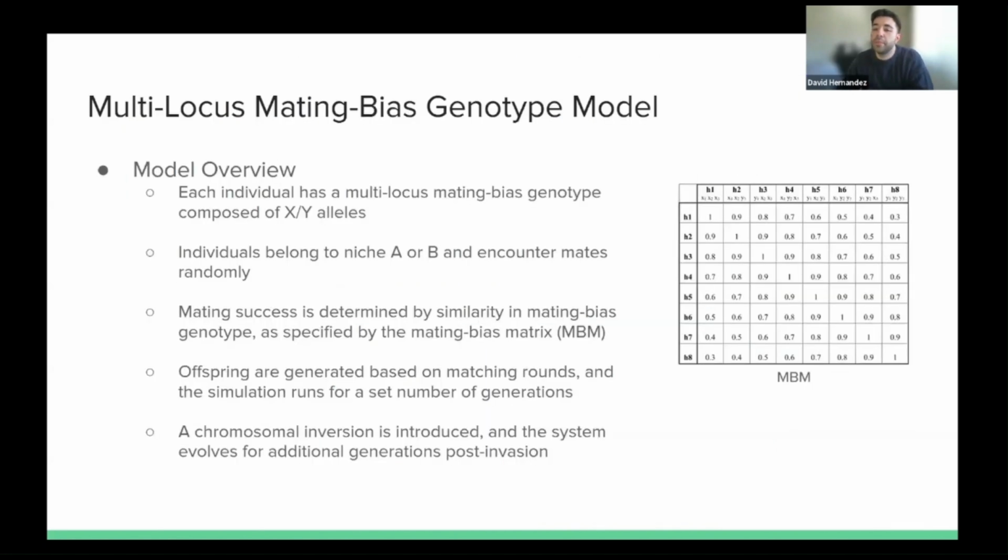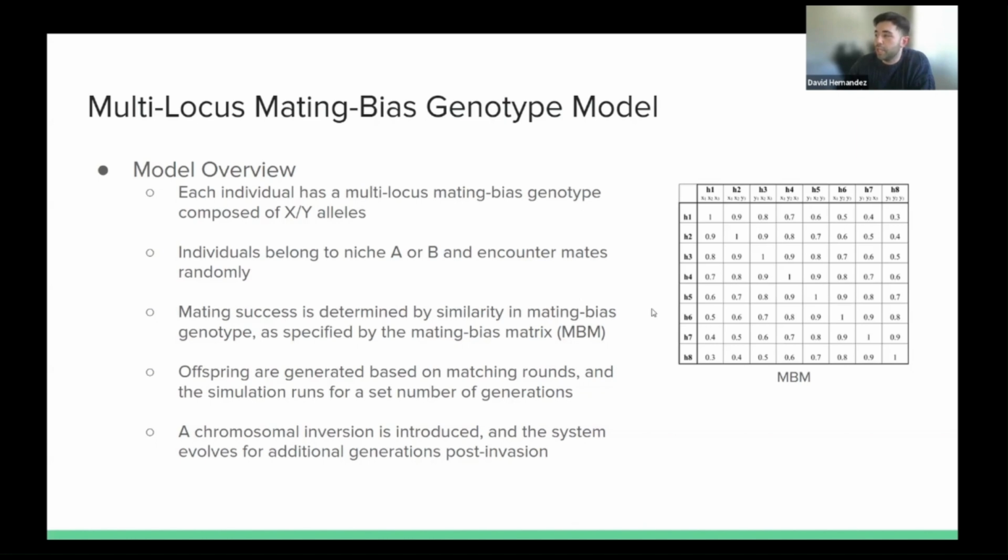Next, we'll move on to the mating bias model. So in this model, each individual has multiple mating bias loci, and they can take a value of X or Y. In this model, each individual belongs to one of two niches, either A or B, and the individuals will randomly encounter one another, and their mating bias is determined by a mating bias matrix. So if they have the same genotype, they'll mate again 100% of the time.